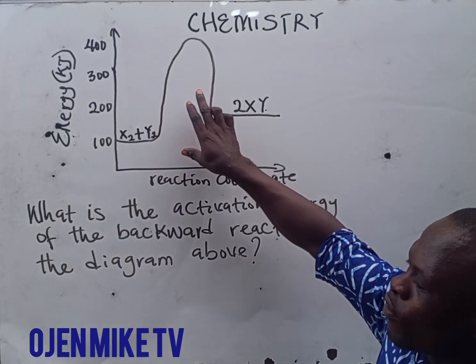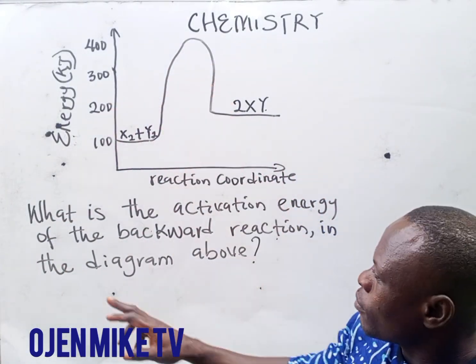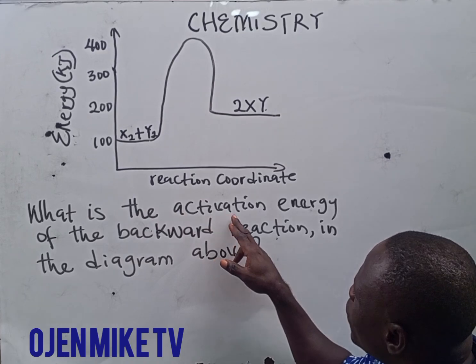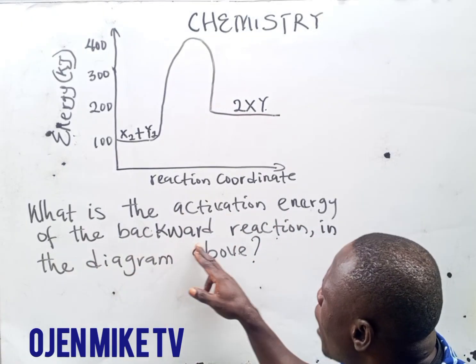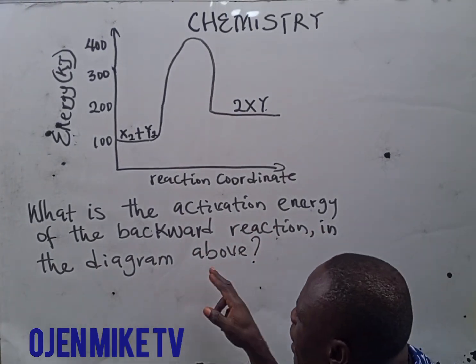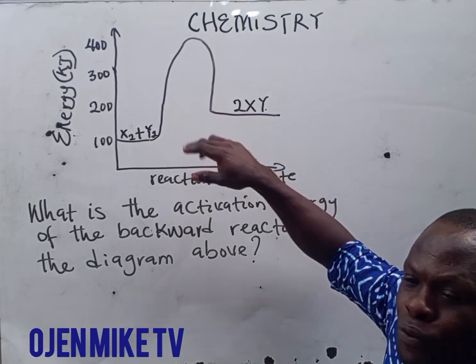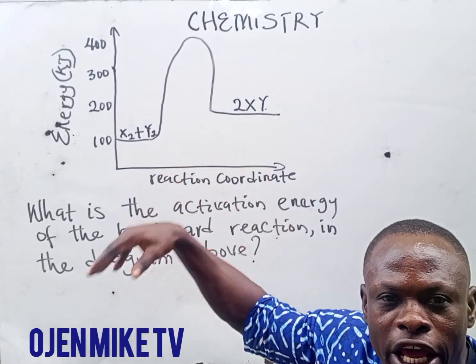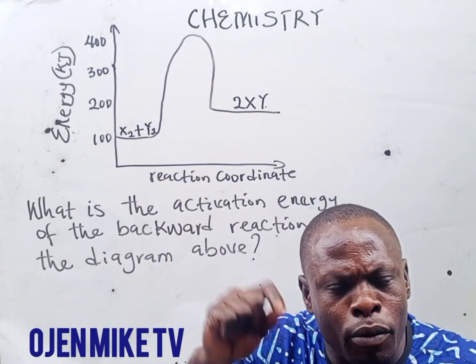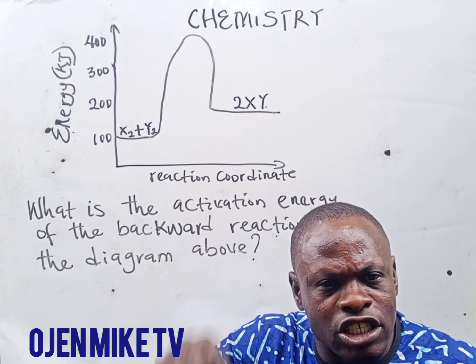Look at the energy profile. Look at the energy profile here. You say, what is the activation energy of the backward reaction in the diagram above? This is the diagram. We are asked to calculate what? Activation energy. But activation energy is the minimum amount of energy that is required to start what?